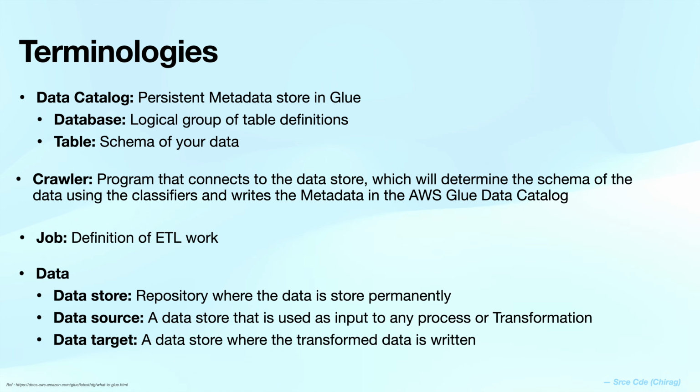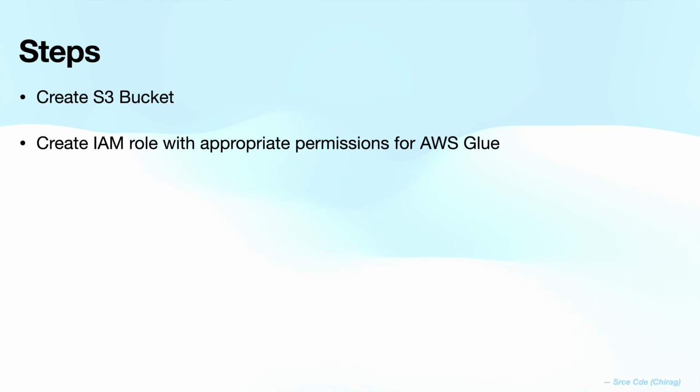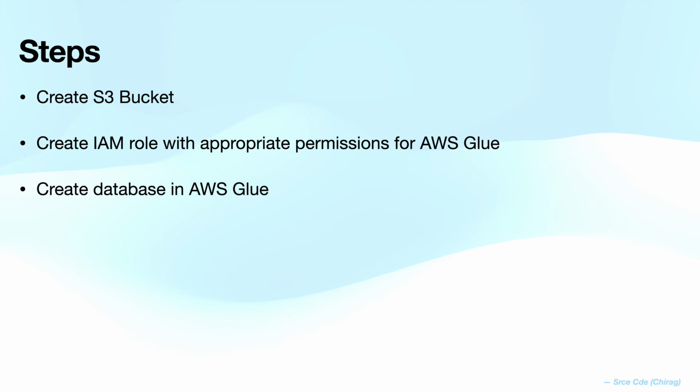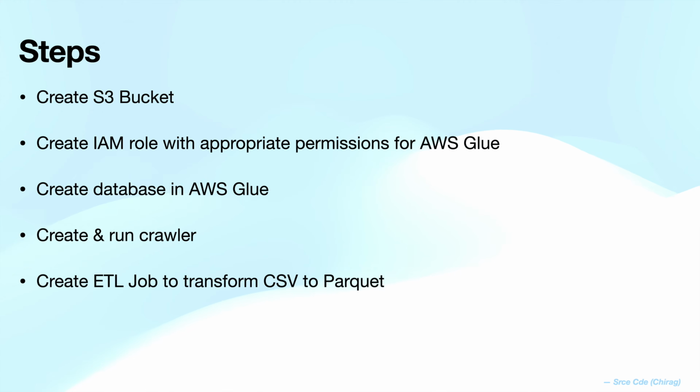Now I think it's much of a theory, but one more slide. So let's have a look at the steps that we will follow for the hands-on implementation of the workflow that we have just discussed. Configure S3 bucket as data store where we will create folders and upload the data. Create IAM role to provide permission to AWS Glue to access different services like S3. Then create a database in Glue, followed by create and configure crawler to create the table in the database, and then create the ETL job for transformation. So these are the steps that we are going to follow in our hands-on implementation.